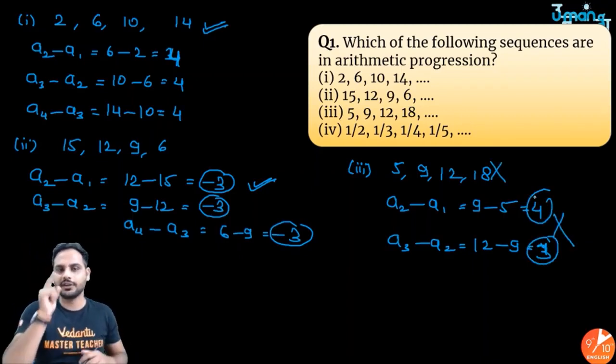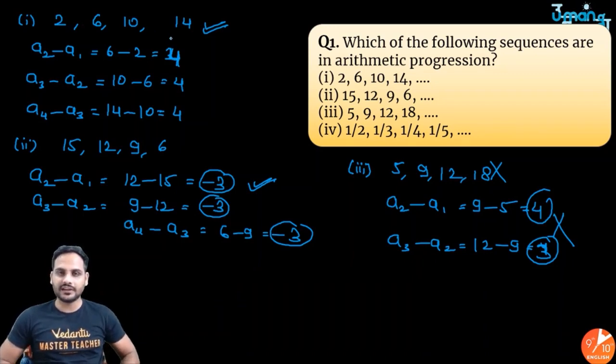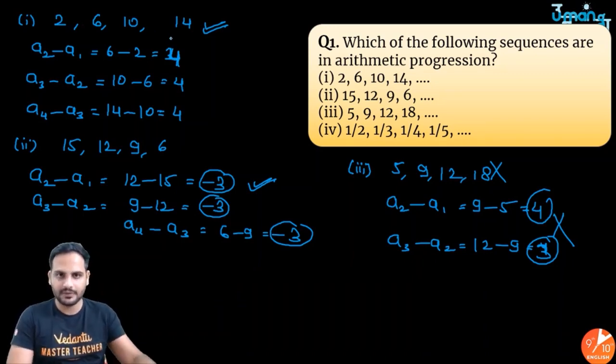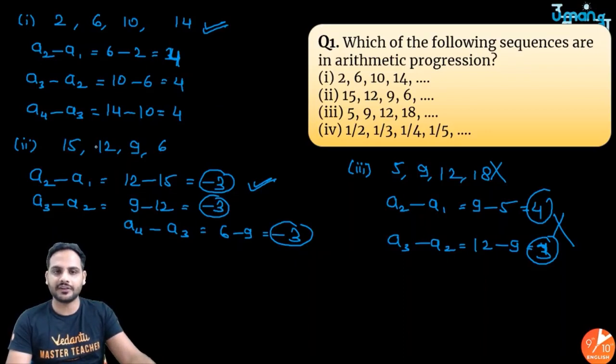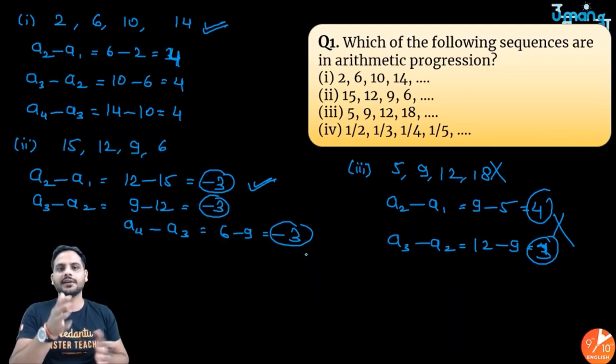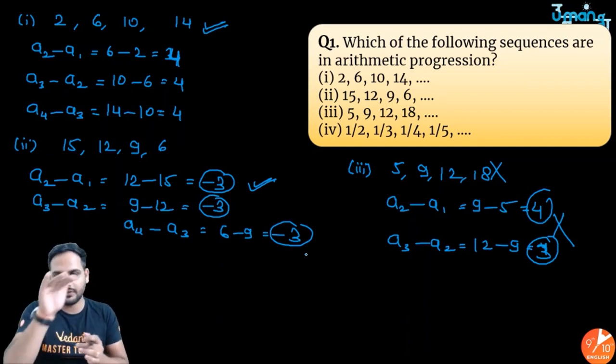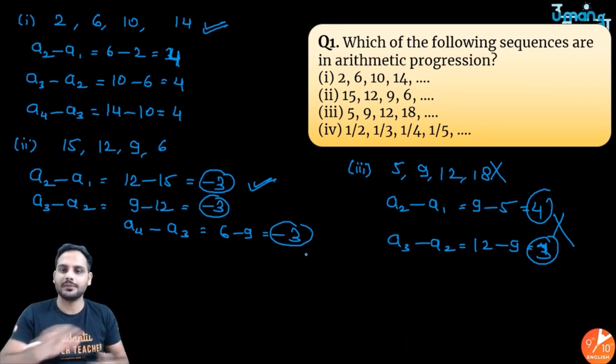Ab dekho, one more thing if you notice here, which will be very helpful. If the AP is increasing, 2, 6, 10 and 14 like that, then when the AP is increasing, the common difference is positive, and when the AP is decreasing, 15, 12, 9, 6, the common difference is negative. So please keep this in your head: whenever you get an AP which is increasing, the common difference will be positive, and whenever an AP is decreasing, the common difference will be negative.